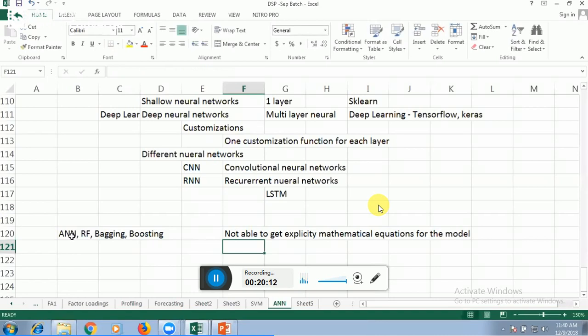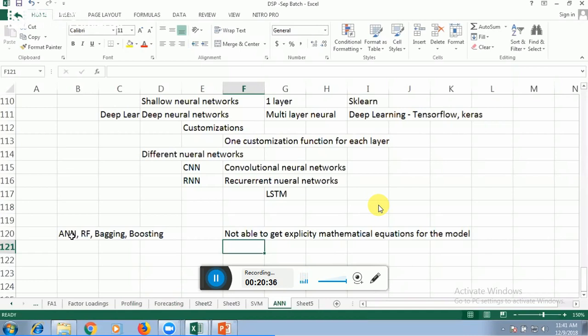This is what I was explaining when we were talking about machine learning: there is a trade-off we are taking. What is the trade-off? The explanatory power. The explanatory power means you are unable to explain in mathematical form. So here you will not be able to get an explicit equation.